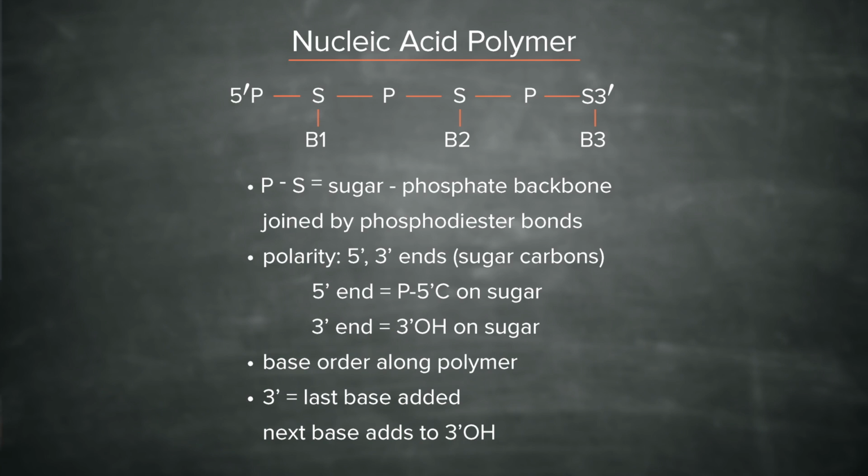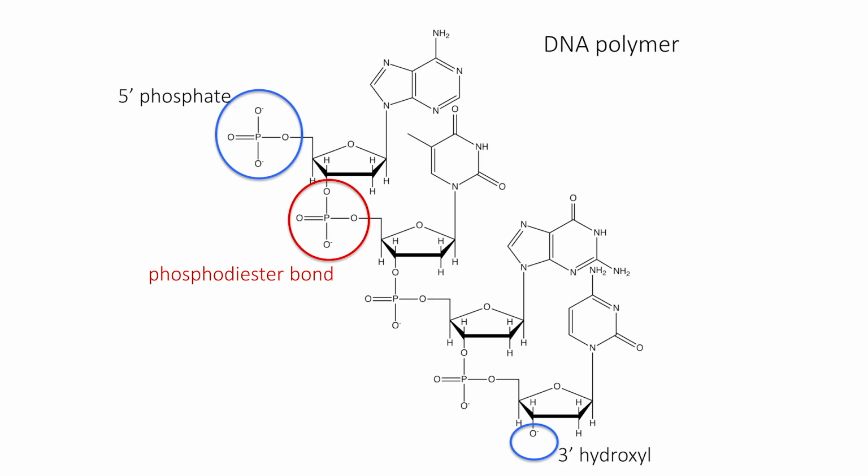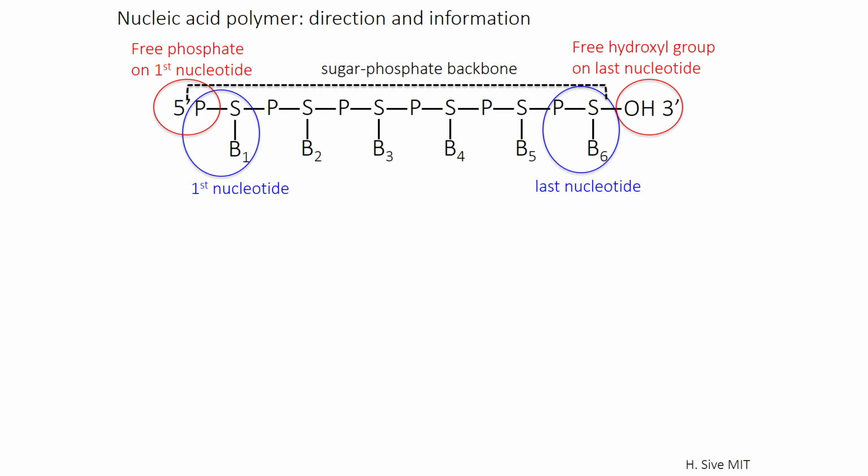Okay, let's take a look at a slide to help us there. This is a fragment of a DNA polymer, and there is the 5' phosphate and the 3' hydroxyl circled in blue on either ends of the polymer. And I've also circled this complex phosphodiester bond that holds the sugar and the phosphate together. And the bases are kind of separate. They're hanging off the sugar-phosphate backbone.